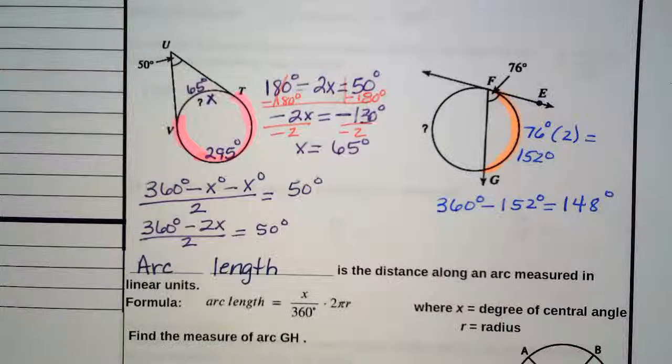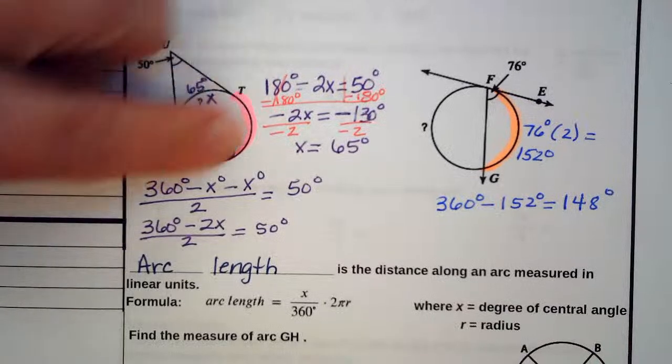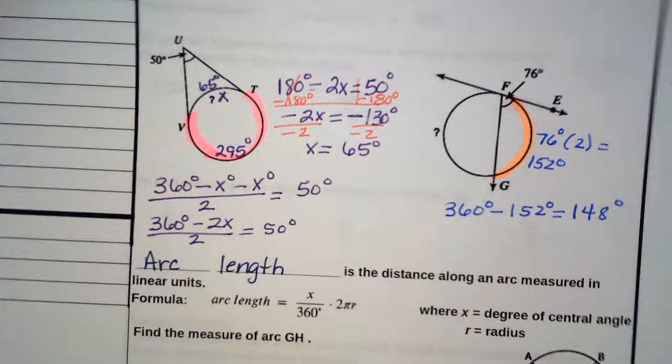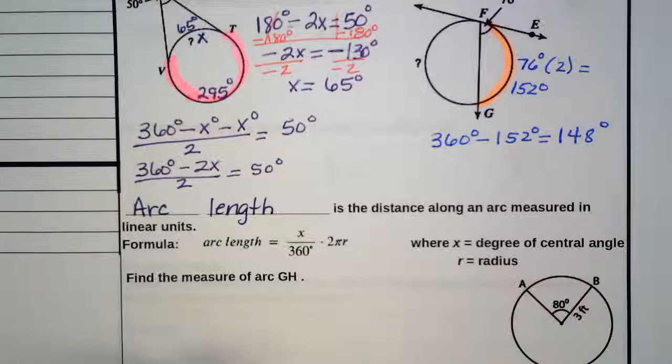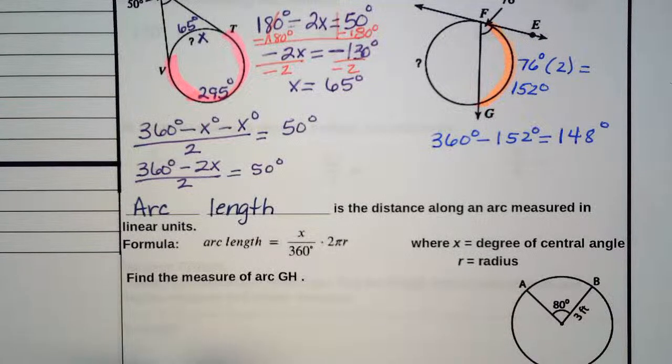So, if you think about it rationally, I've got these arcs up here. The circumference of a circle is 2 pi r. If we take that part of a circle we're looking at, divide it by the whole circle, we'll see the fraction of the circle we want. So to find your arc length, you take x, where x is the degree of the central angle, divide it by 360 degrees, and multiply by 2 pi r.